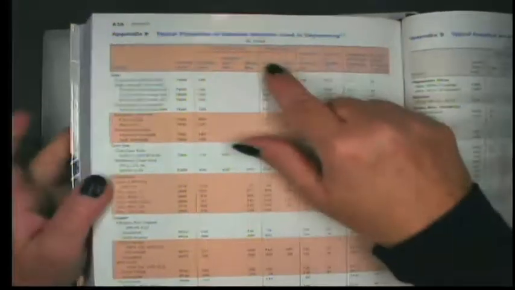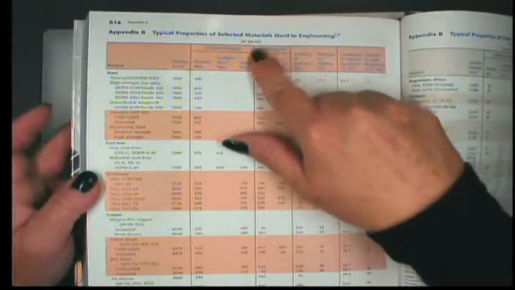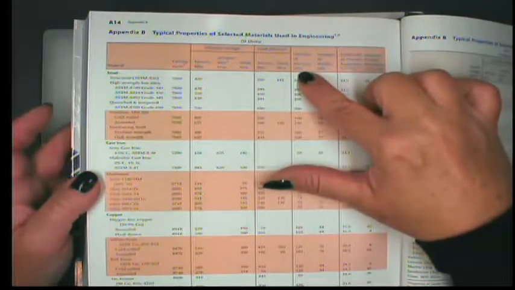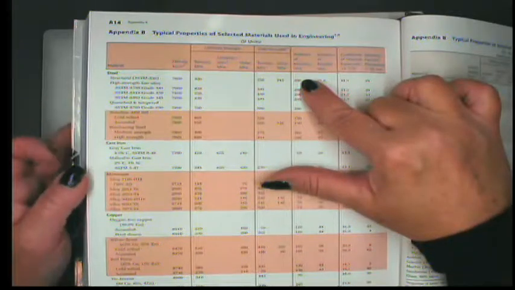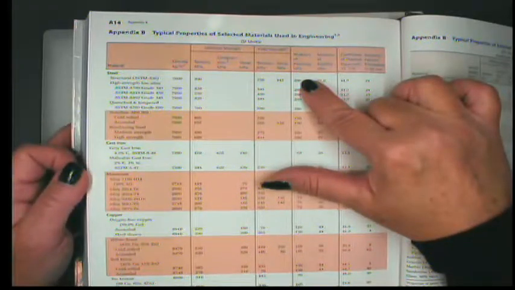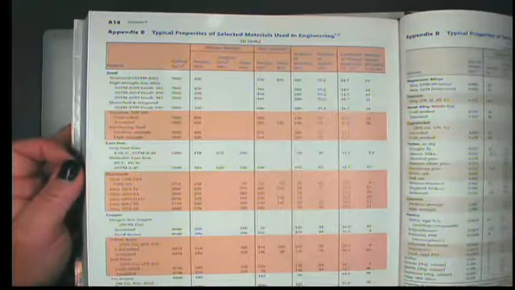Okay, then we have the next page. I'm not going to go through this anymore, but just to show you where to find it, Appendix B, this is in SI units. So here the modulus of elasticity is written in gigapascals. If you remember, a giga is 10 to the 9th. So this is a whole lot of pascals, isn't it? So it's a big number, once again.